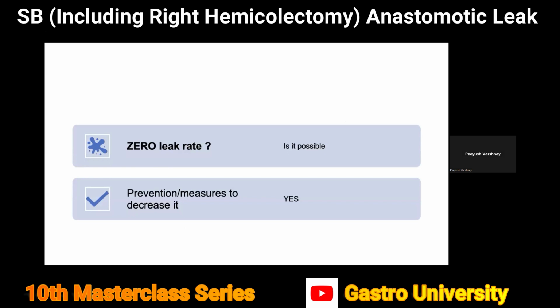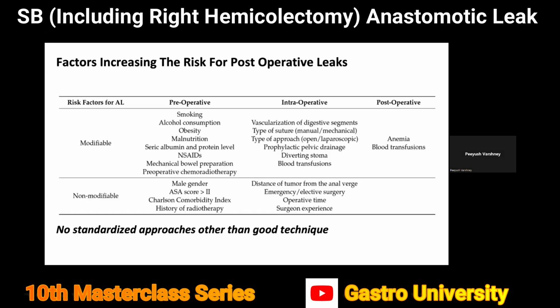It has always been debated whether there can be a zero leak rate, but I have yet to encounter any study that says there is a zero leak rate. But yes, there are certain preventive measures which can decrease the leak rate. These factors have already been covered in the previous talk by Dr. Anshuman, that certain factors are modifiable and certain factors are non-modifiable. Among the modifiable factors are preoperative smoking, alcohol consumption, obesity, malnutrition, the patient's albumin and protein level, stopping NSAIDs, mechanical bowel preparation, and preoperative systemic therapy.